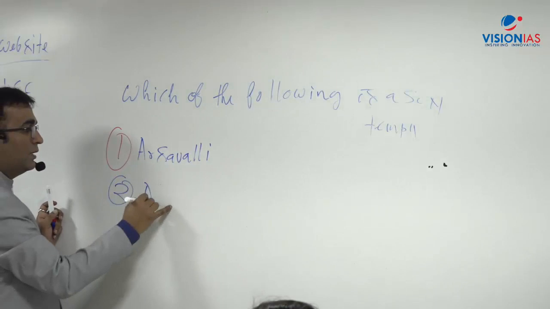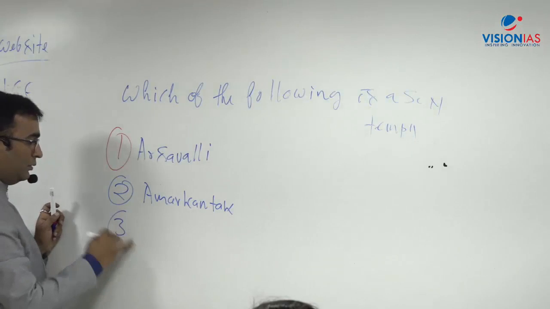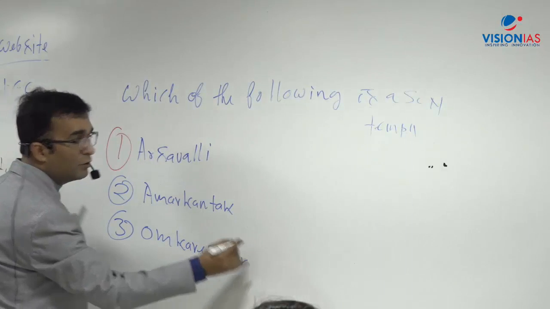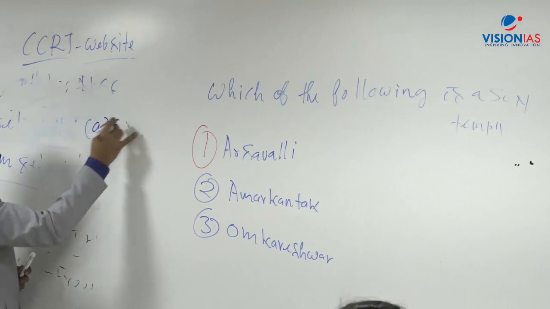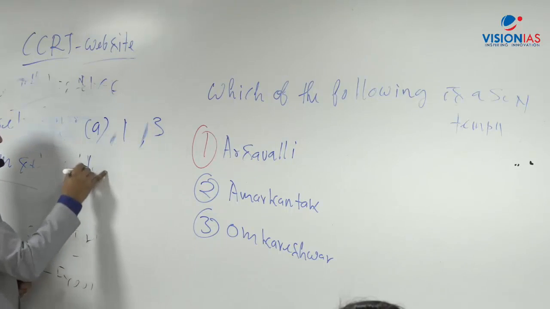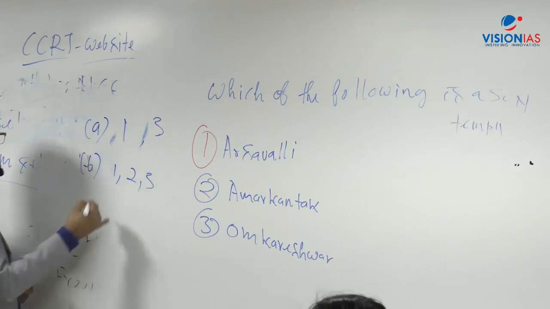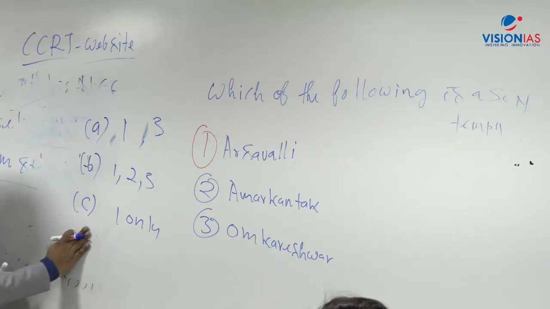Second option Amarkantak, and third option Omkareshwar. Then I'll give you the combinations also, how the combinations were there. So combinations were given in this manner: in A it was mentioned 1 and 3, then 1 and 3. Then B: 1, 2, 3, then C: 1 only, and then 1 and 3.